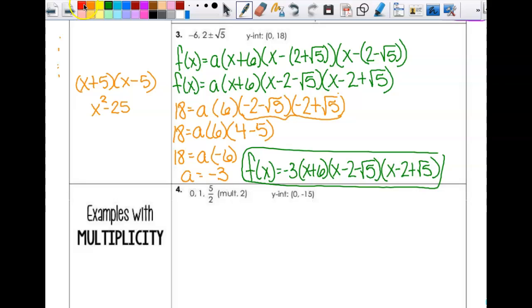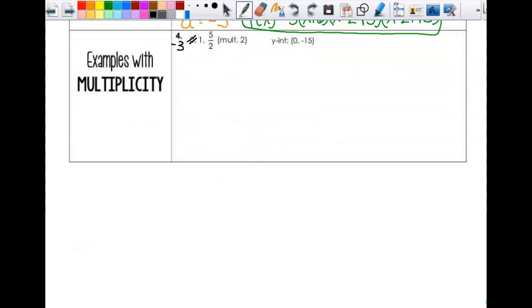Awesome. On number 4, we are going to change that 0 to negative 3, just because I want something different to happen. So when we write our original equation, f of x equals a times, okay, we have examples with multiplicity. So this is a negative 3, so this will be x plus 3, and then this will be x minus 1, and then that 5 halves becomes what? 2x minus 5. Good. And then it says multiplicity of 2, so it is squared. Okay, make sense? All right, so you go ahead and finish this one up.